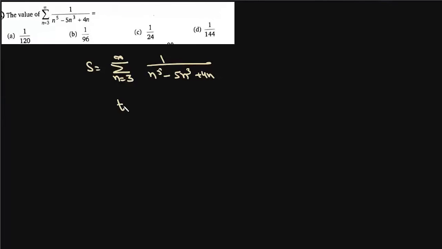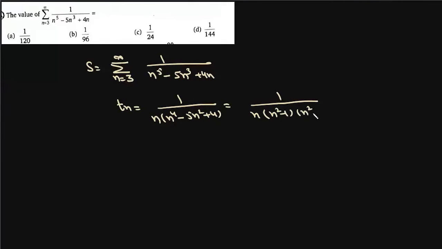N varies from 3 to infinite, 1 upon n to the power 5 minus 5n cube plus 4n. So its general term, or its nth term, will be 1 upon, we'll take n common, and that will be n to the power 4 minus 5n square plus 4, which we can also write as n, and this is n square minus 1 and n square minus 4.